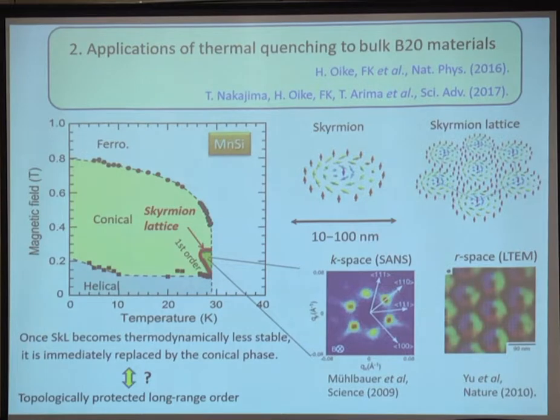This is the phase diagram of this system. Once the Skyrmion lattice becomes thermodynamically stable, it is immediately replaced by the conical phase. Although the Skyrmion lattice is a topologically protected non-trivial order, so I was wondering why.